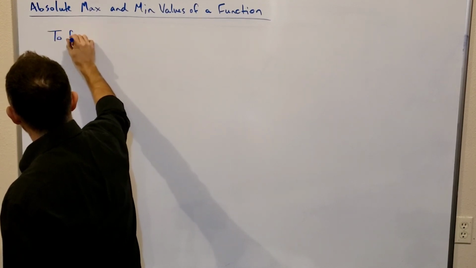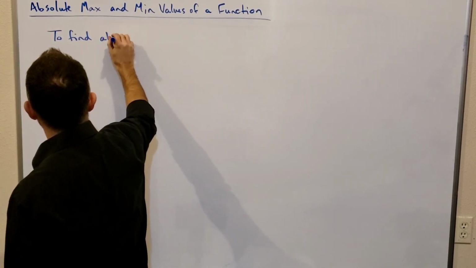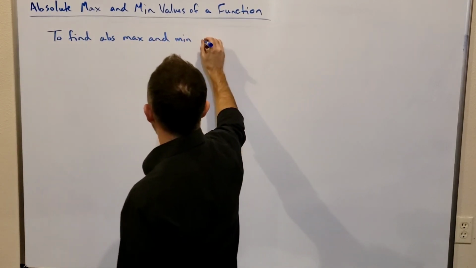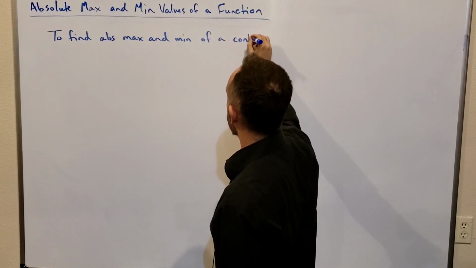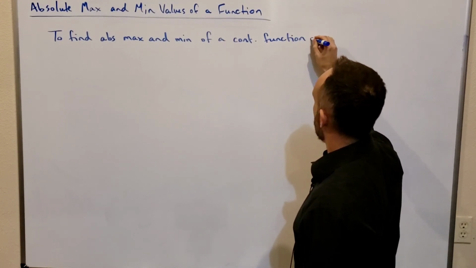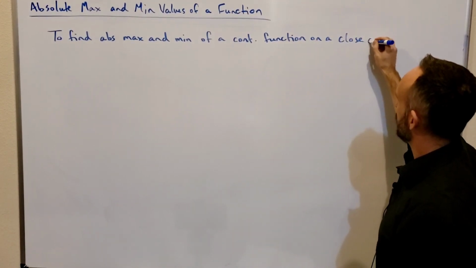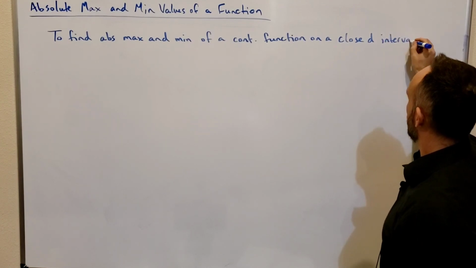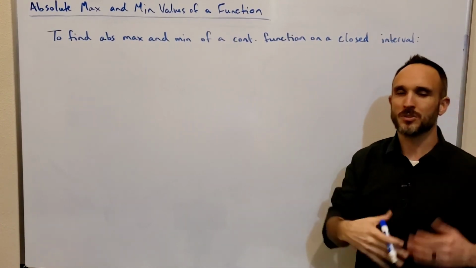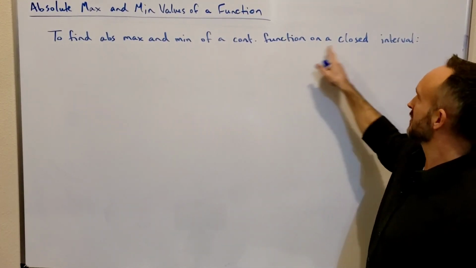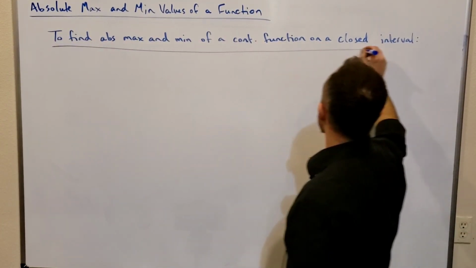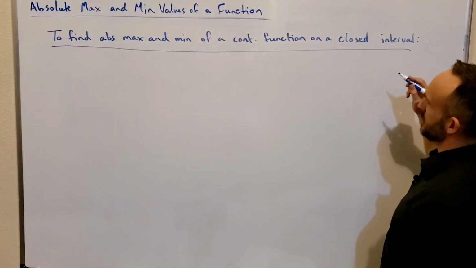So to find absolute max and min of a continuous function on a closed interval. Okay? So if you've got all those conditions, which aren't that rare actually, many functions are continuous everywhere. So it's not that rare to have a function that's continuous on some closed interval. But how do you find an absolute max and min of a continuous function on a closed interval?